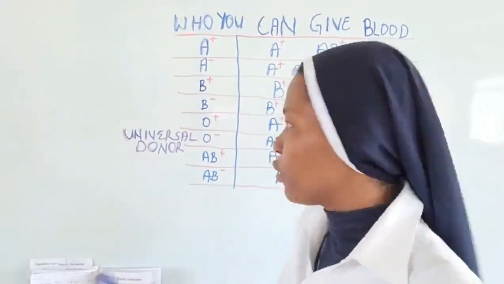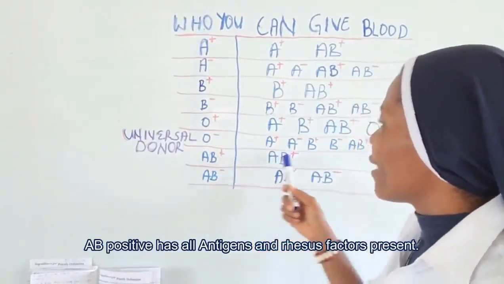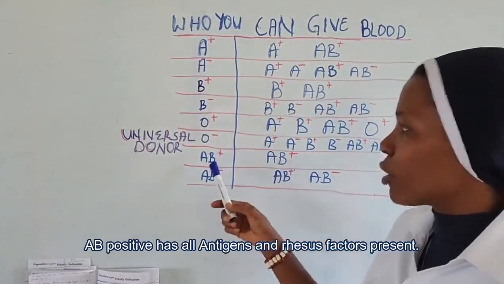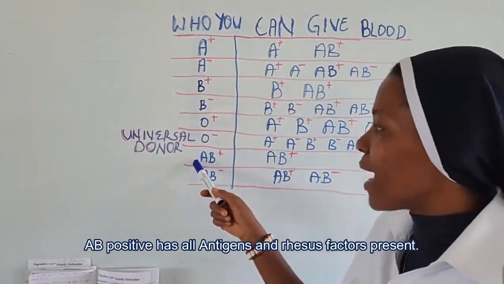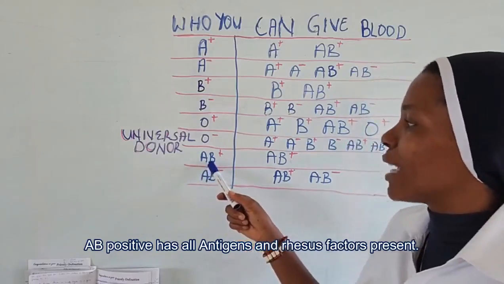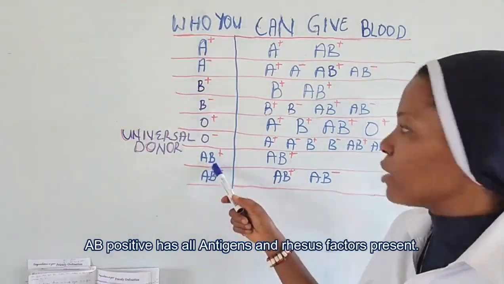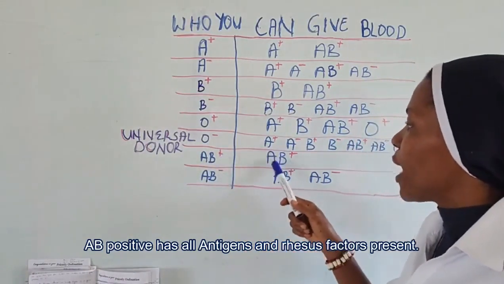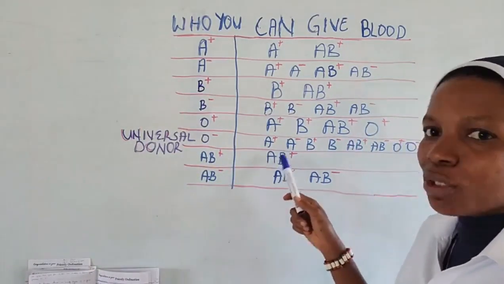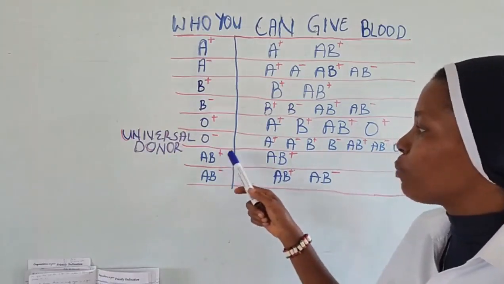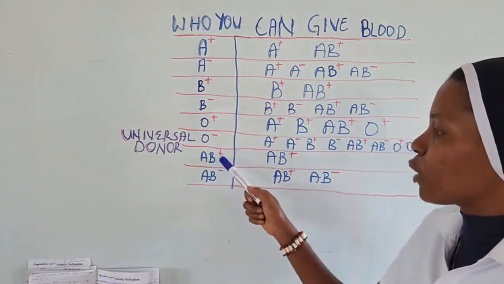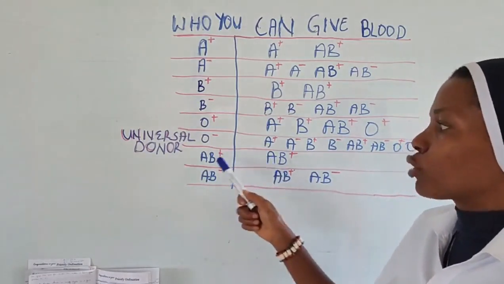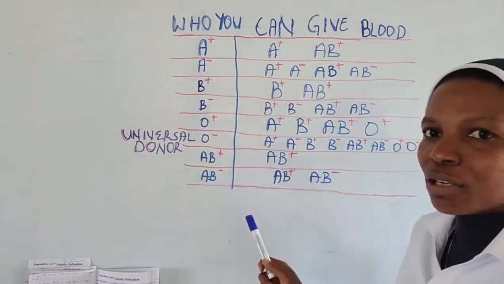Now, an individual who is AB positive can only give blood to an individual who is AB positive. This is because it has the antigen A present in its blood type and also has the antigen B present, and it also has the Rhesus factor present. So it is only AB positive that is compatible with an individual who has AB positive, because if it tries to give blood to any other blood type, there's going to be a transfusion reaction because of the presence of the antigen and the Rhesus factor.